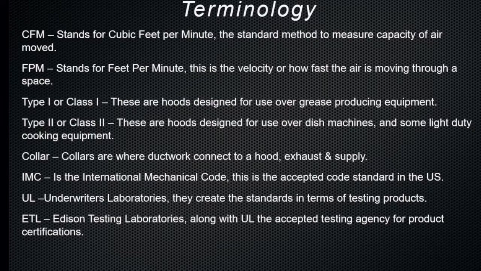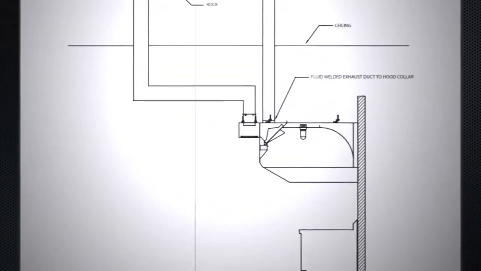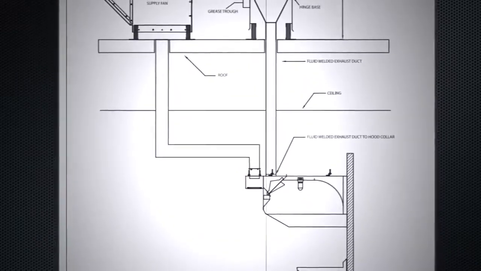Collars are what connect the ductwork in the building to the hood. The ductwork will run from the hood to the outside to where the fan is located. The collar is where that connection is made. That's whether it's on the exhaust side or the supply side.